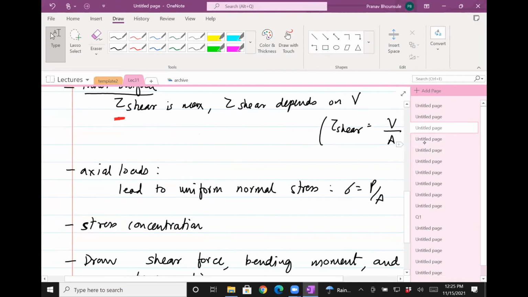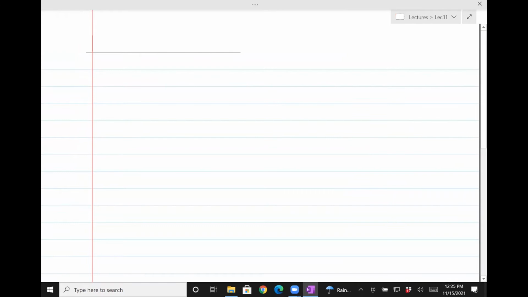And this is basically an overview of what we have done so far. There's nothing new here. So, shaft stresses.